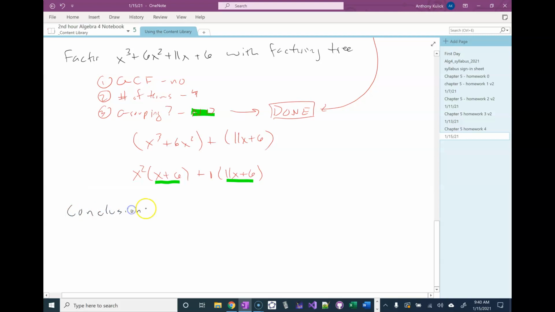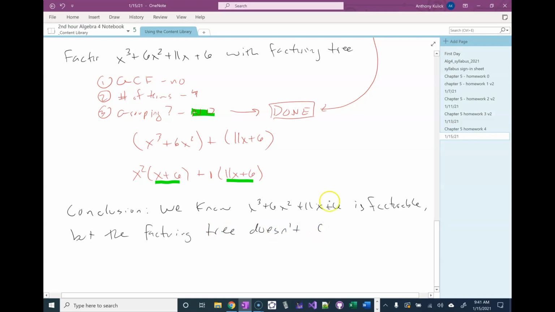So let's just write a little conclusion here. So again, we know that that thing is factorable, but the factoring tree doesn't work on it. So we're going to have to develop some new methods.